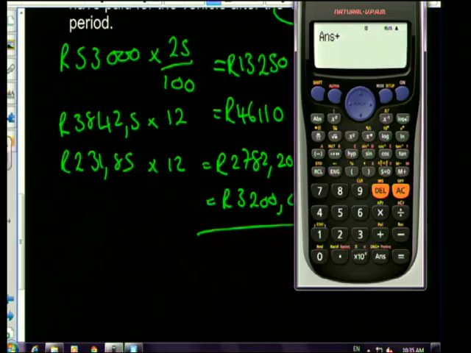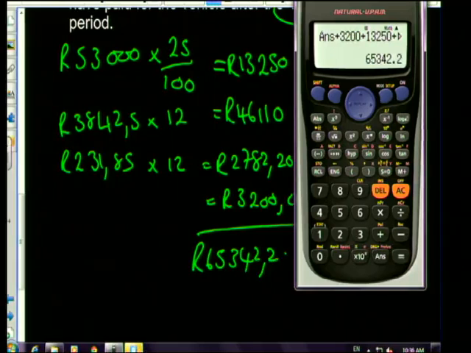Now what we're going to do is we're going to take our calculator and we're going to add all this up. We've got the 2,782.20. We're going to add the 3,200 to that. We're also going to add the 13,250 Rand 50. To that, we're also going to add our 46,110 Rand. And we're going to land up with an answer of 65,342 Rand 20 cents. Okay, that's how much that car has cost Devin's parents.